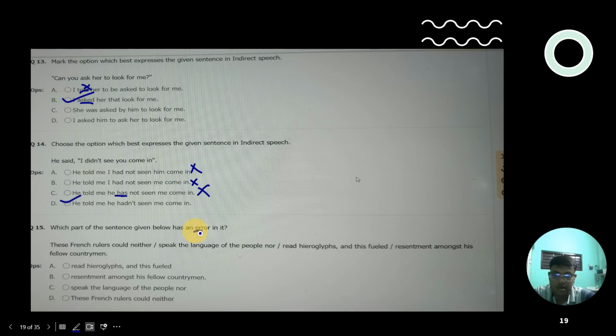Now we have to check the error. The French rulers could neither speak in the language of the people nor read hieroglyphs and this fueled resentment amongst the fellow countrymen. Okay, so resentment amongst is not possible. Resentment among is the correct grammar, right? So resentment among is correct, and amongst is used here, so this is the wrong part. Resentment amongst. Yeah, option B is the correct answer.